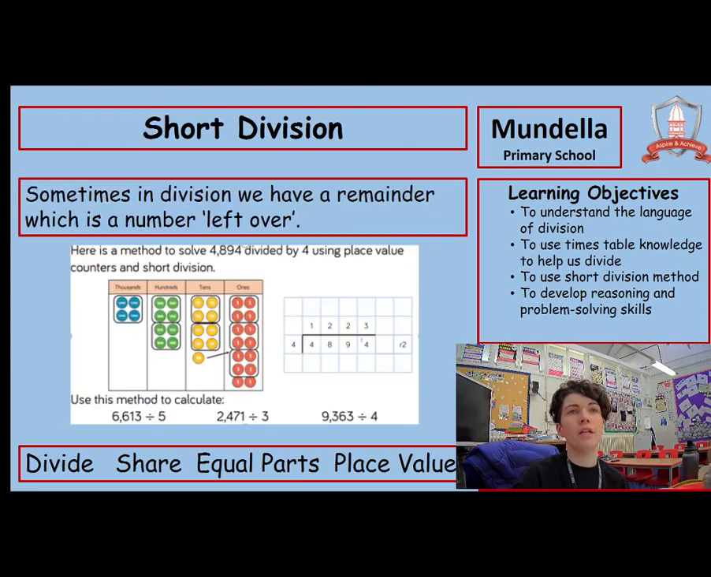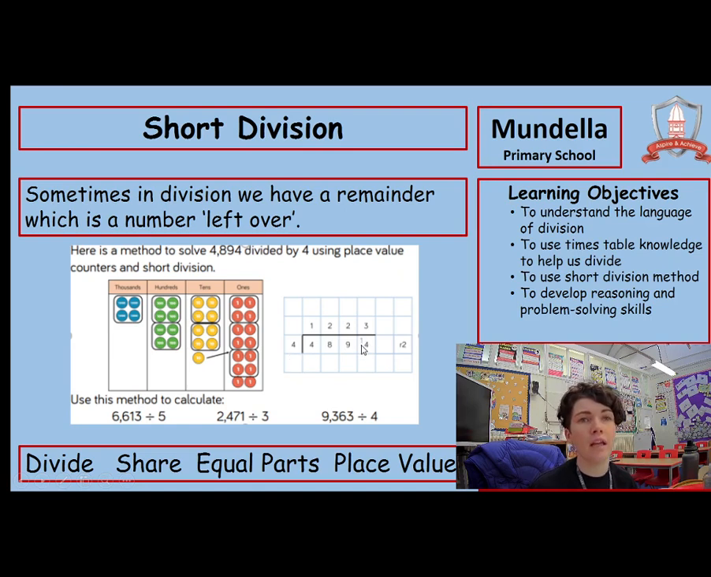Right then, moving on. In short division, sometimes we have a remainder, which is a number that's been left over. Here is a method to solve 4,894 divided by 4 using place value counters and short division. So we'll go through it. 4s into 4 goes once. 4s into 8 goes twice. 4s into 9 goes twice with 1 left over.